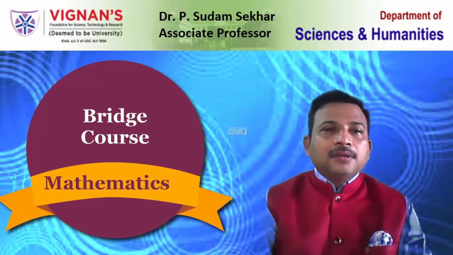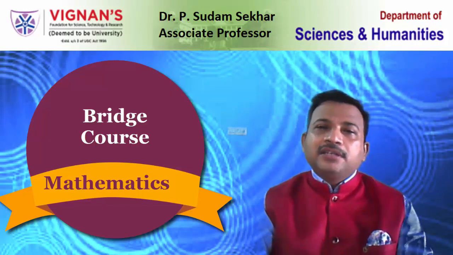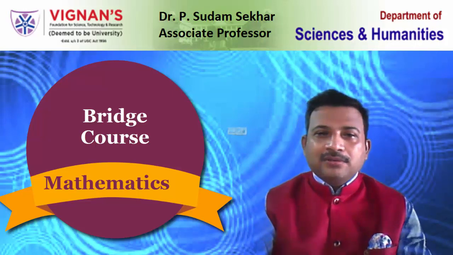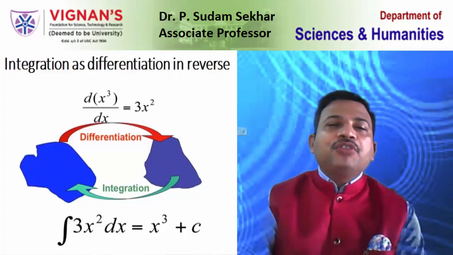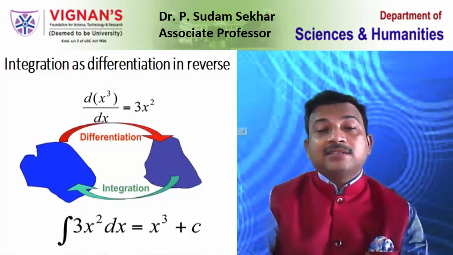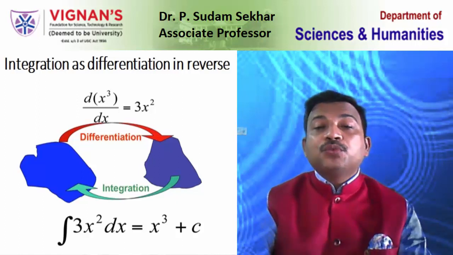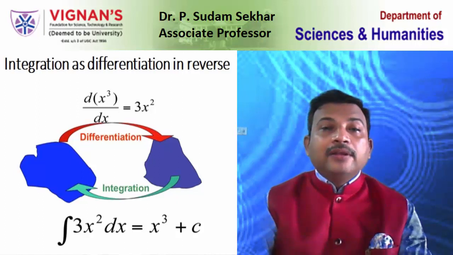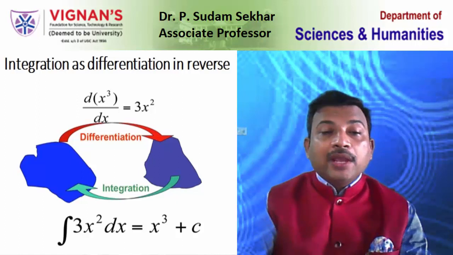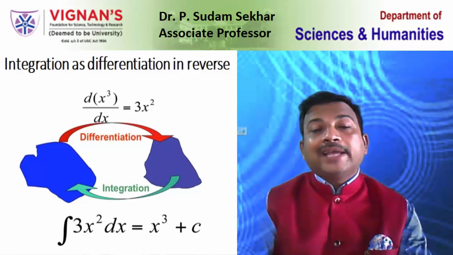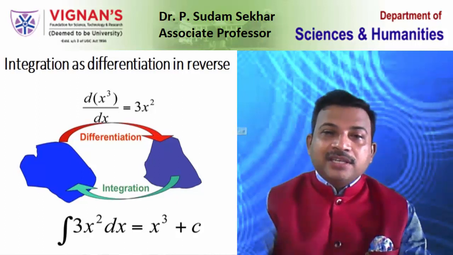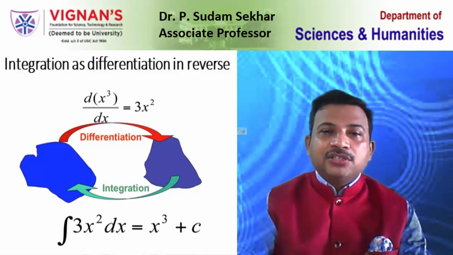See, integration is differentiation in reverse. The derivative of x cube with respect to x is 3x square. You all know it. And if you go the reverse way, integration of 3x square dx is equal to x cube plus c. Why this c? What is the need of it? See, differentiation and integration are just opposites. That's what I wanted to show you.